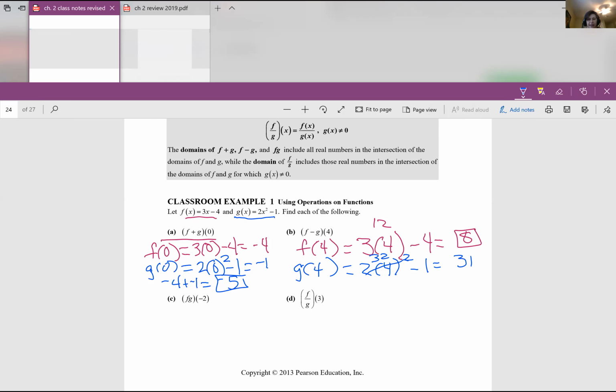So if you had to answer what is f minus g of 4, what would you tell me? Negative 23. Because I'd have to take the f first, which is 8, minus the 31, and that's going to be what number? One more time? Negative 23.